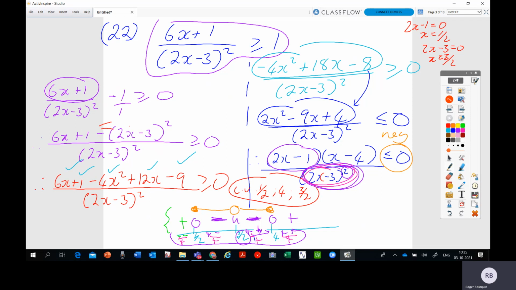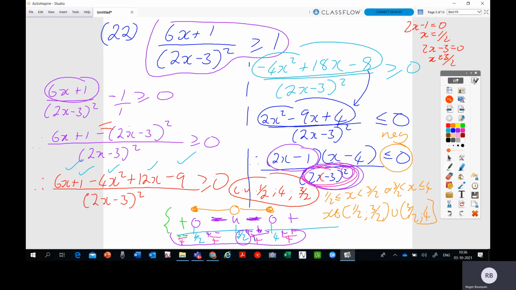How do we write that answer? Well, if you have an inequality, you can say x is greater than or equal to a half, less than 3 over 2, or x is greater than 3 over 2, less than or equal to 4. In interval notation, I could say x goes from a half, square bracket, up to 3 over 2, round bracket, or x goes from 3 over 2 up to 4.